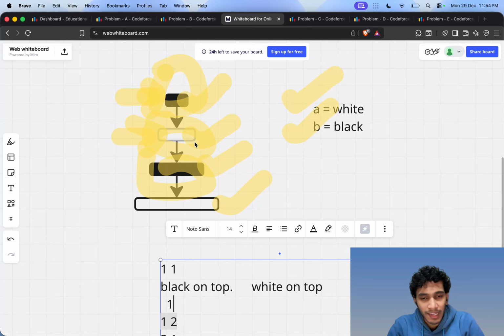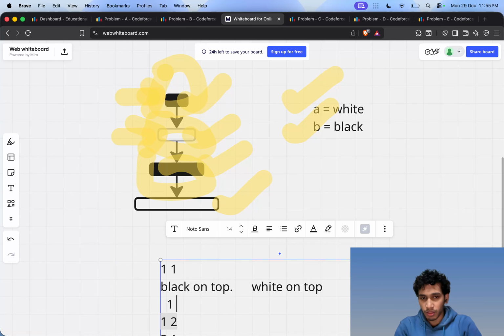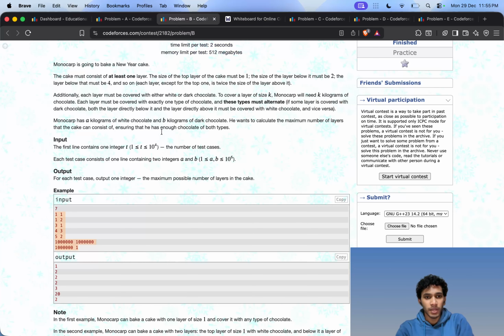Now move to the second layer. How many amount of white chocolate do we want? We want two amount of white chocolate. Do we have two amount of white chocolate? No, we don't, so we stop right here. So what is the number of layers we can form with black on top? It is one. Now similarly for white on top, for the first layer, one amount of white will be required, and for the second layer, two amount of black will be required. Can we have two amount of black? No, we cannot. So in this case as well, the number of layers that can be formed is 1. So our answer will be 1.